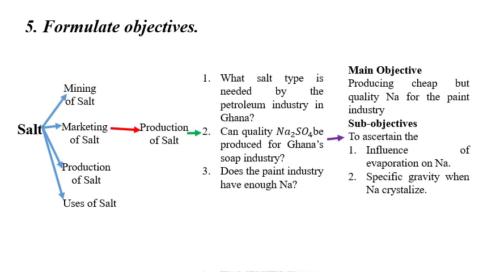After raising the research questions, the next thing is to formulate the main and the sub-objectives. So for this example, our main objective could be looking at producing cheap but quality sodium for the paint industry. And the sub-objectives will be one, to ascertain the influence of evaporation on sodium. And two, specific gravity when sodium crystallizes.